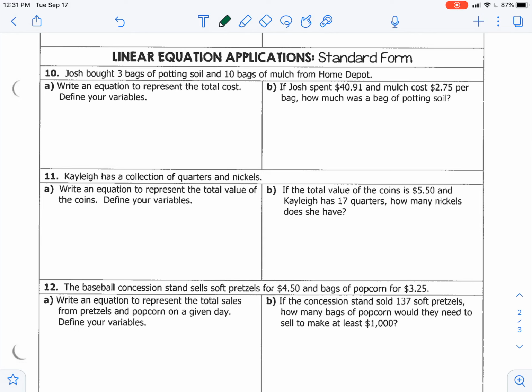Josh bought 3 bags of potting soil, and he bought 10 bags of mulch from Home Depot. And the question is, we want to find the total cost, and we need to define our variables again. And so if you go buy 3 bags of potting soil and you want to know how much it costs, well, what you need to know is the cost per bag, right? And so what we're going to define then, let's see what letters. We'll do P for potting soil.